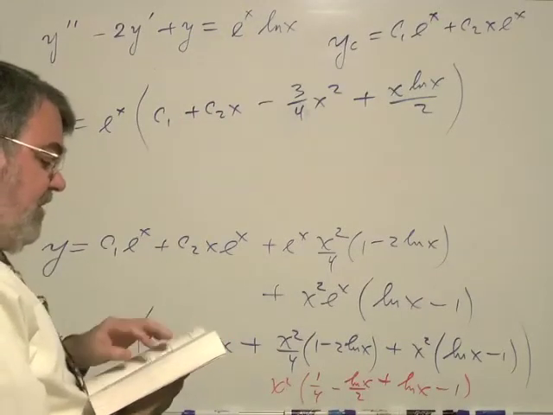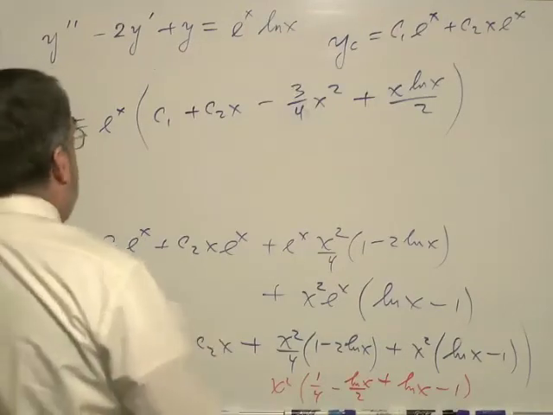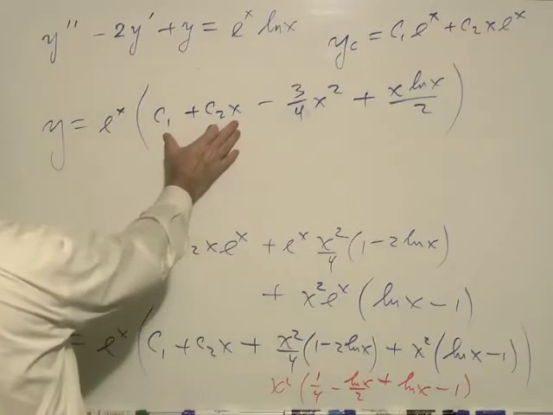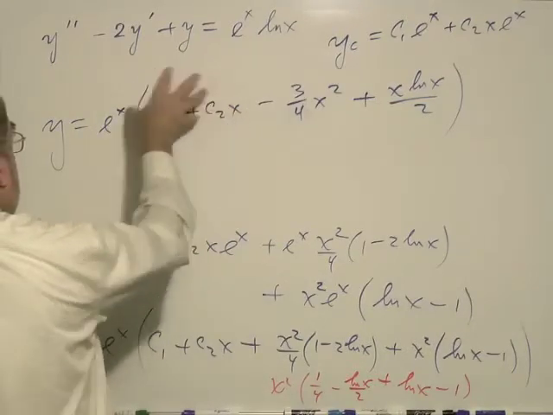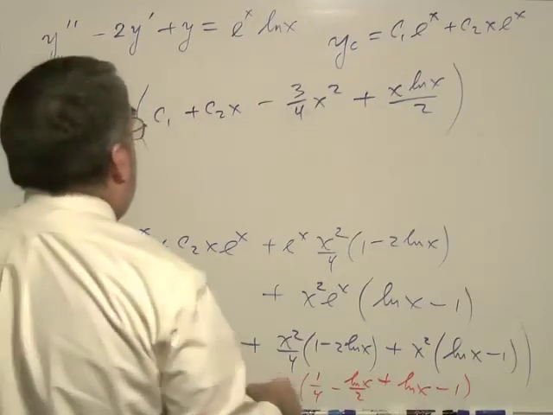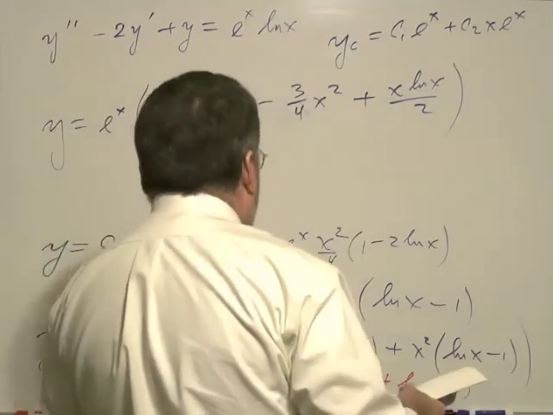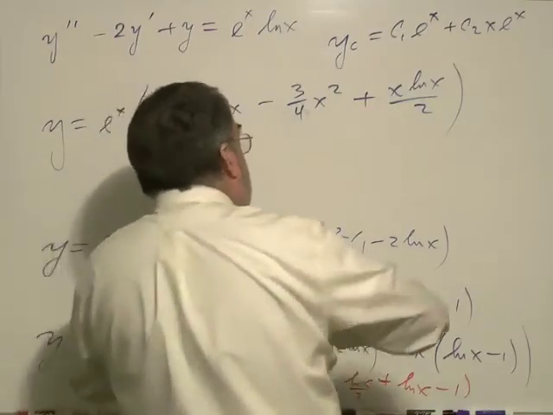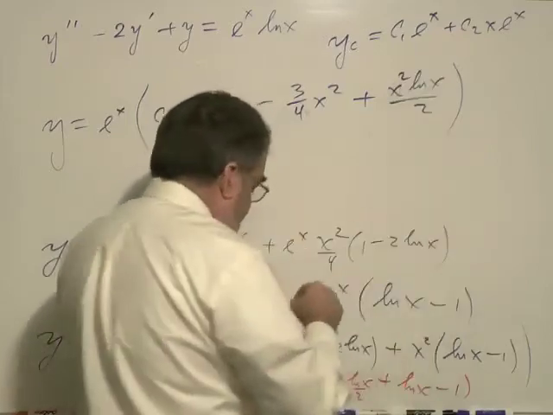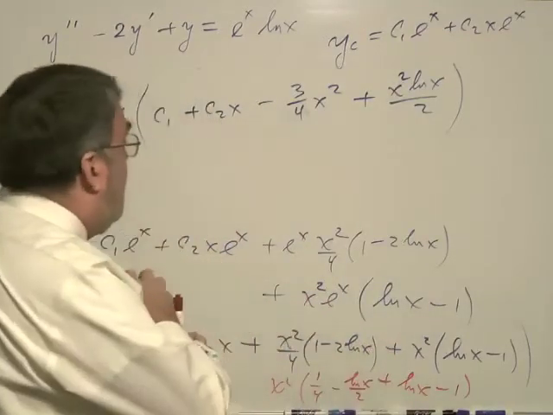Okay, so number 14. They organized it a little differently. They took this part, e to the x times c1 plus c2x, so they have this as one set of parentheses. And then over here they've taken out, and I think I messed up here, didn't I? That should be an x squared, not an x up there. There we go, x squared. Right? Yes, because we had x squared.